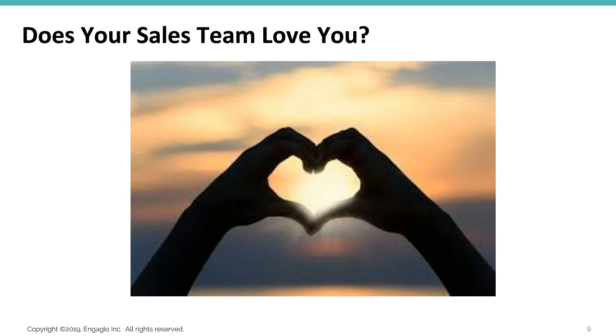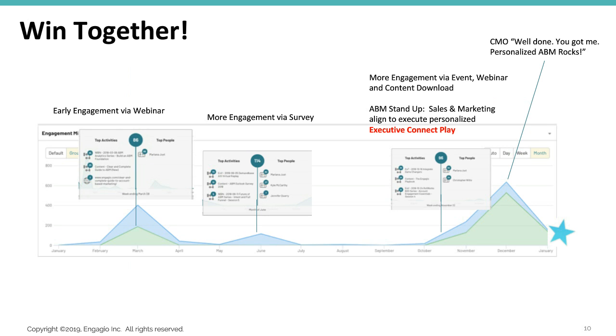And here's one example of winning together. What we're looking at here is engagement for one account over time. And what you'll see is the green area on the chart. Those were marketing activities that are rolled up to that account level. And the blue area is sales activities. So this is just one example of providing your reps visibility into what's happening at that account.